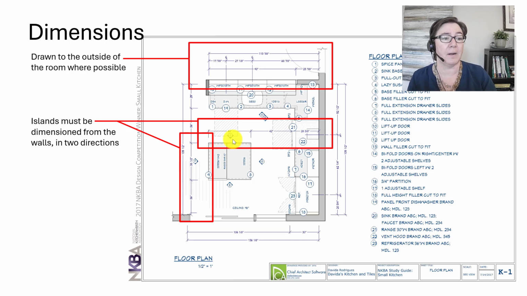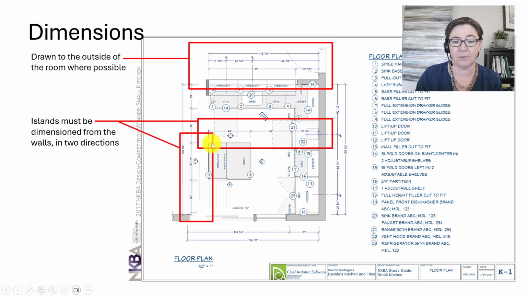The tricky part about them is that they need to be dimensioned in two directions. I like to think about this as like Cartesian coordinates. You need to specify both the x direction and the y direction of the island in the room. And so you can see that this island right here has dimensions going this way, and then it's got another string of dimensions going this way to fully specify the location of that island in the room.